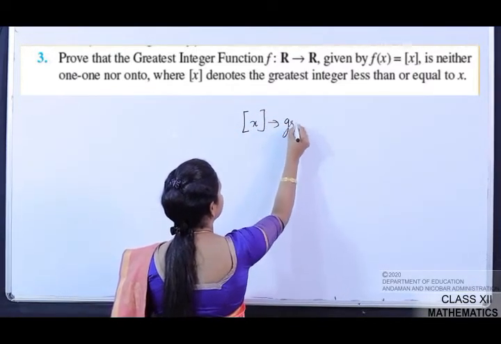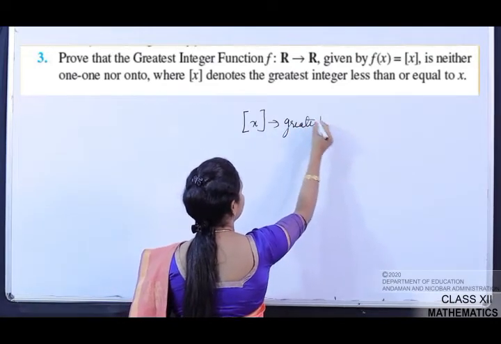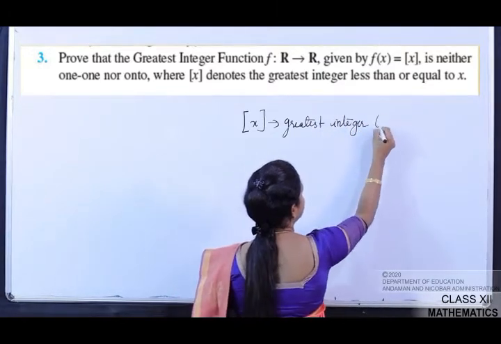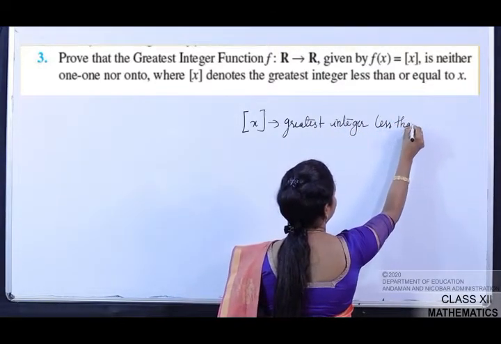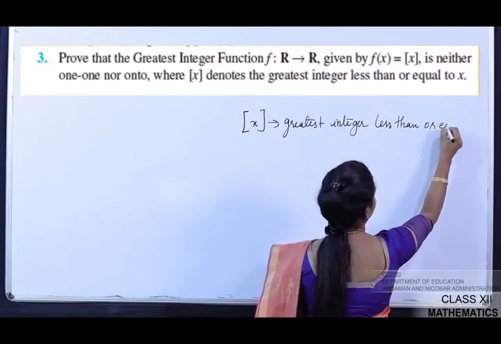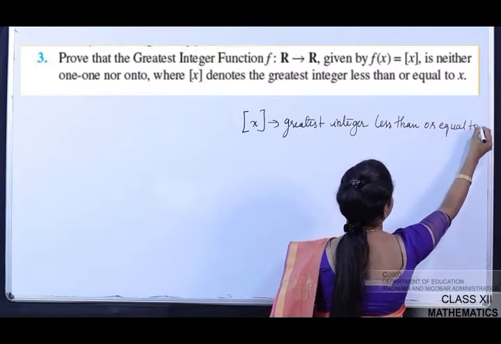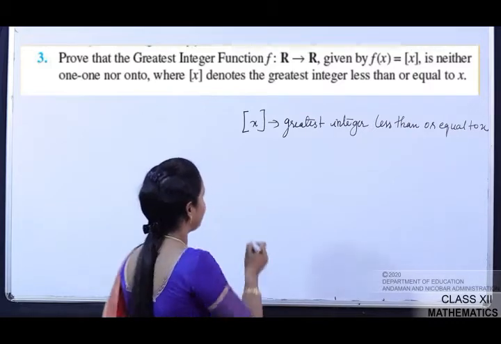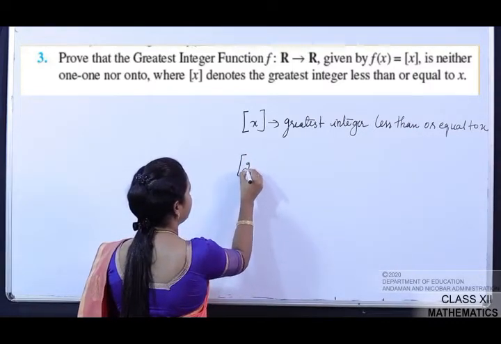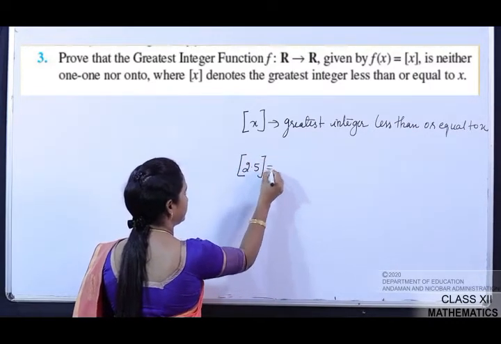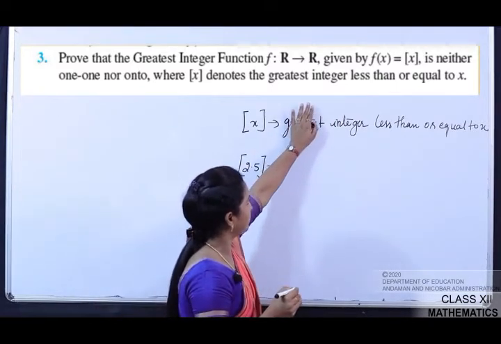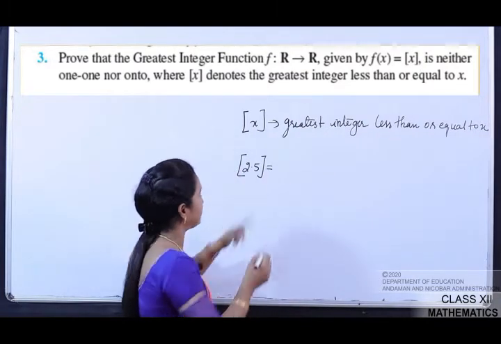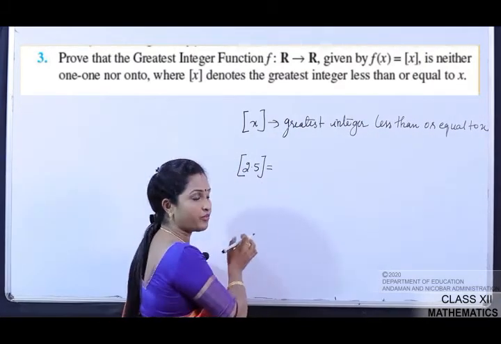the meaning is greatest integer less than or equal to x. Okay, greatest integer less than or equal to x. Suppose I am taking a number 2.5. ठीक है, तो अगर आप एक greatest को हटा दें तो क्या होगा? Integers less than or equal to x. So let's see what are the integers less than 2.5.